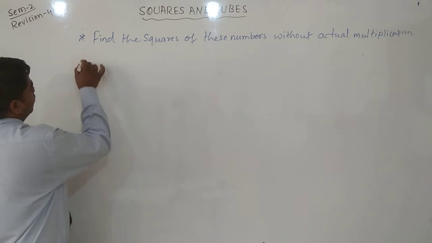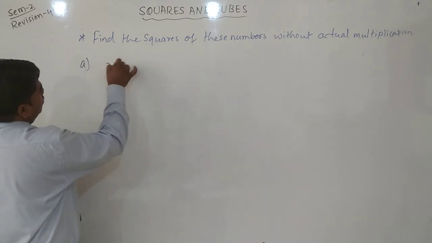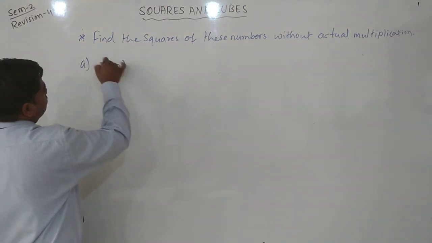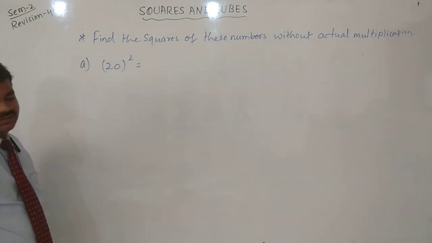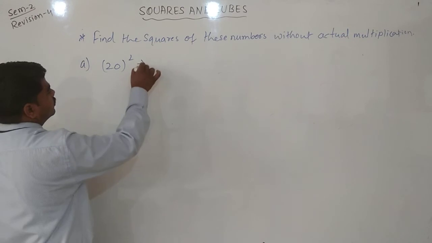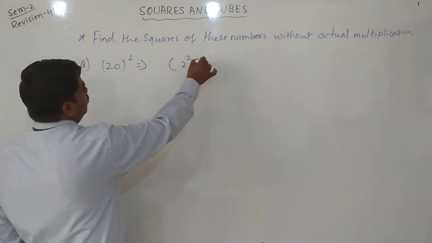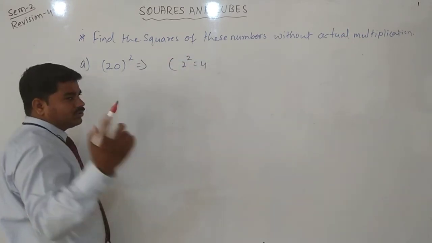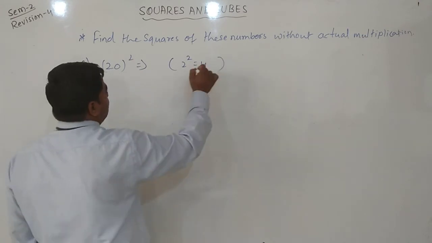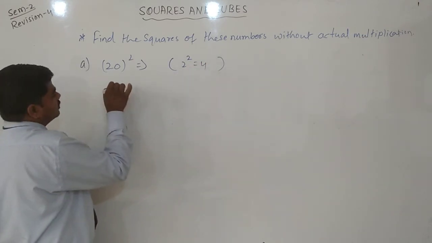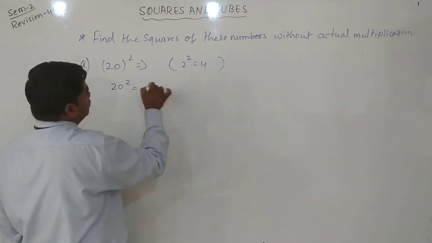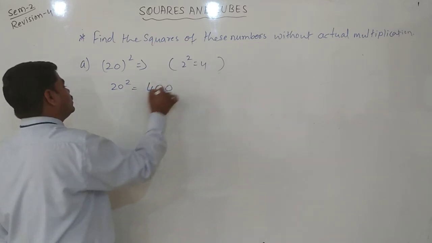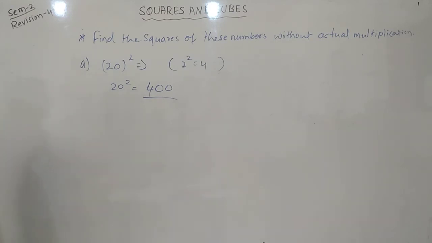Yes, here 20 square. We can write, it's very easy. What is that? 2 square. 2 square is what? Yes, 4. Then after that 2 zeros you can write, means 20 square is 4, then 2 zeros, 400 is the answer.